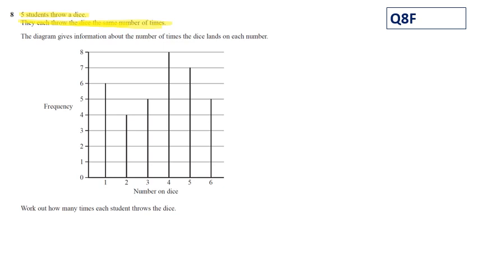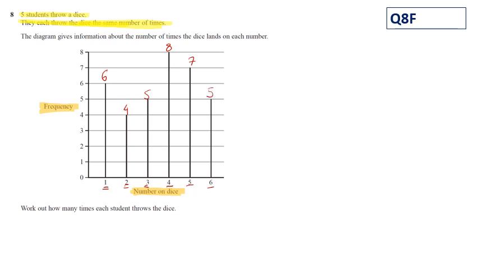I know that on the x-axis I have the number on the dice, and on the y-axis I have the frequency. So this diagram is telling me how many times the dice landed on any particular number. So the dice landed on the number 1 6 times, on the number 2 4 times, and on number 3 5 times, number 4 8 times, number 5 7 times, and number 6 5 times.